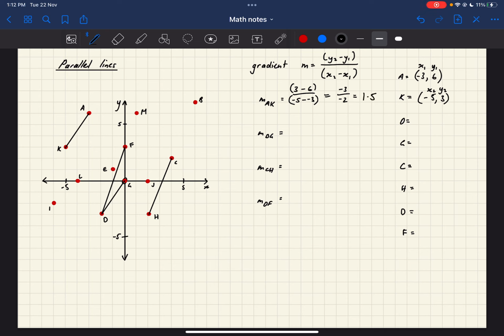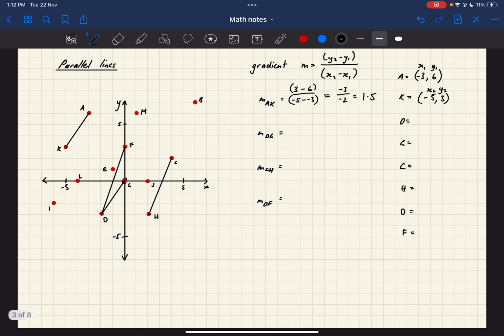If you want to know a little bit more about how to do that, please look at the video on finding the gradient. So that's our gradient for that one. We need to find the gradient of the other one to prove that these two are or aren't parallel. So we're going to do DG next and find out if DG is parallel to AK.